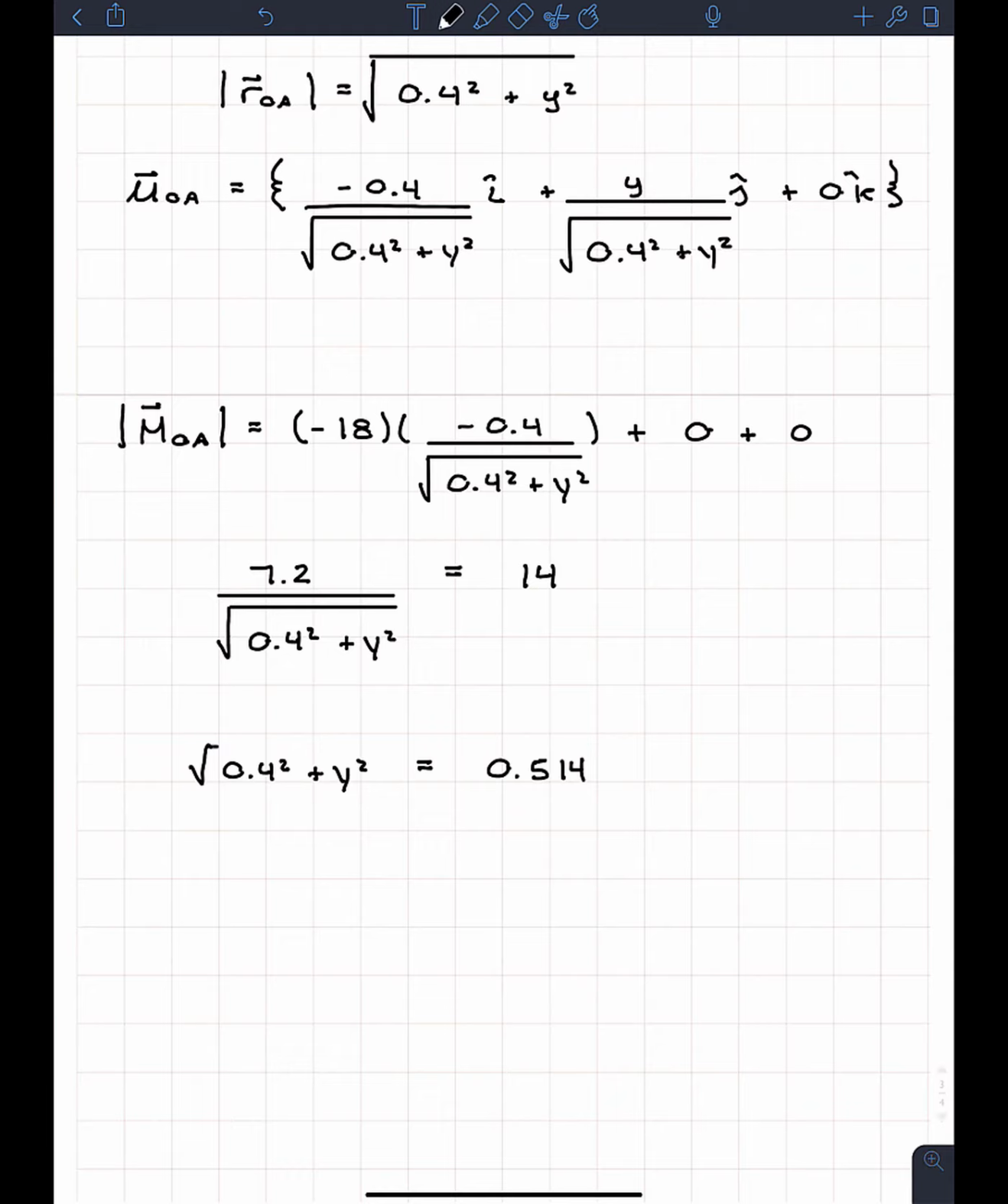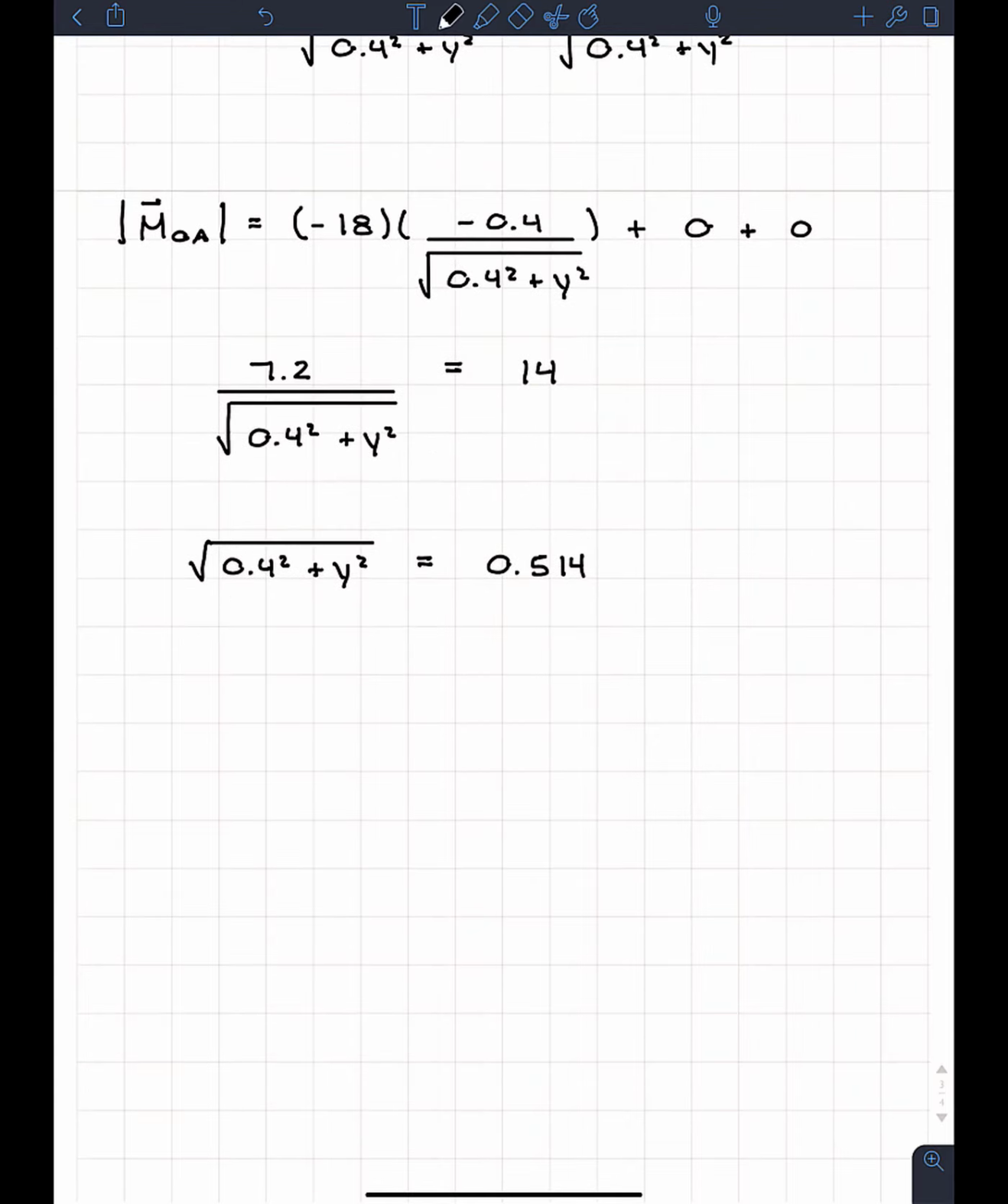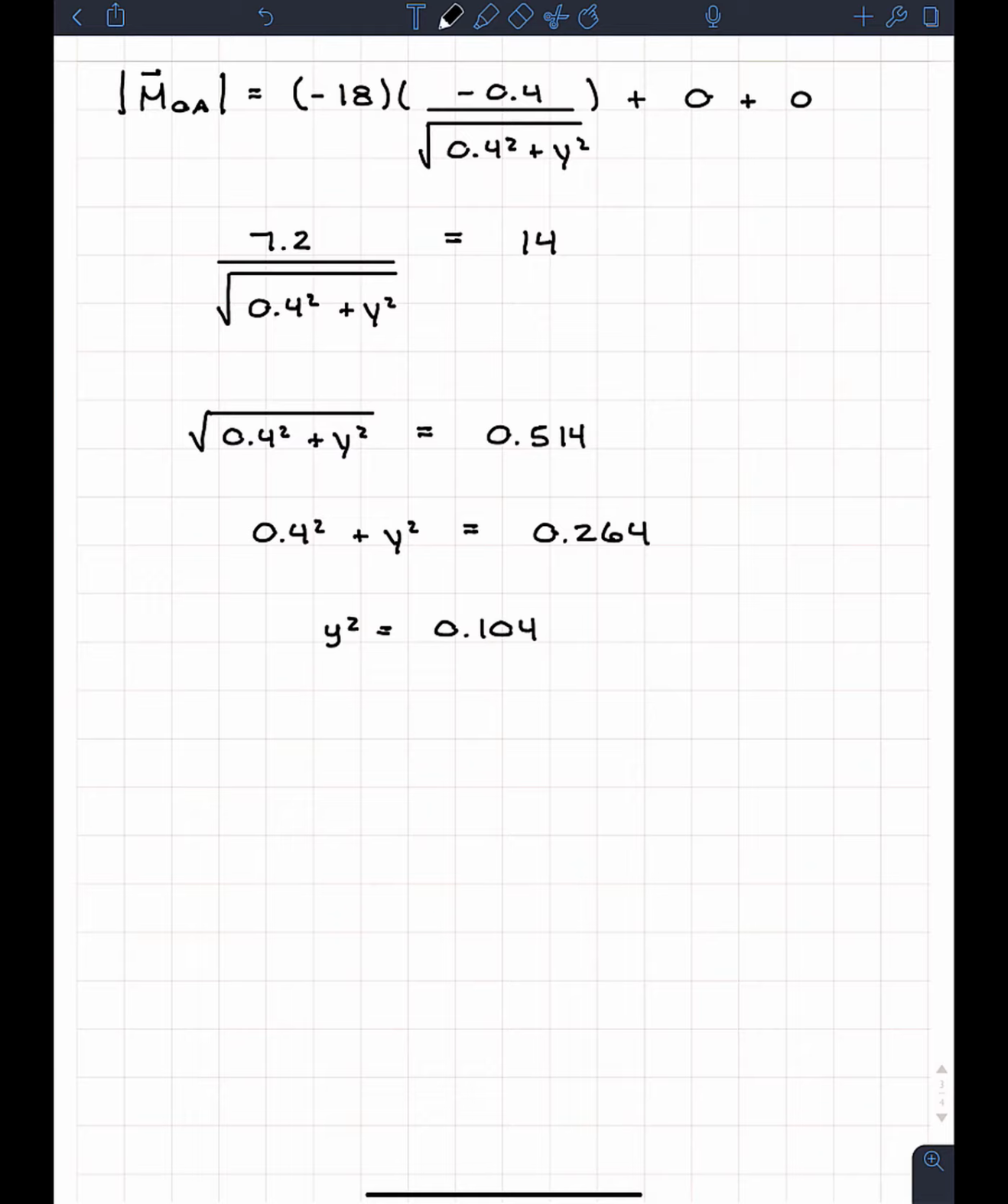And I can carry the square root over. So the next logical thing to do is, let's get rid of that square root. So we'll square both sides, and what we'll get is 0.4 squared plus y squared is going to be equal to 0.264. All right. So now we can move the 0.4 to the other side to get y squared is equal to 0.104. And then finally we can square root both sides to get y is equal to 0.323.